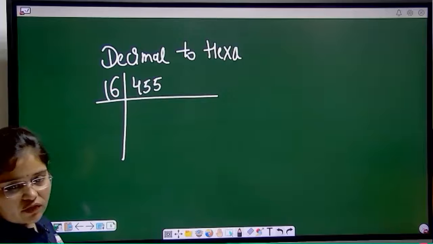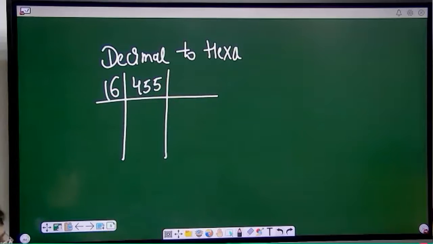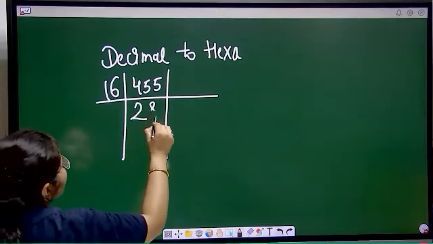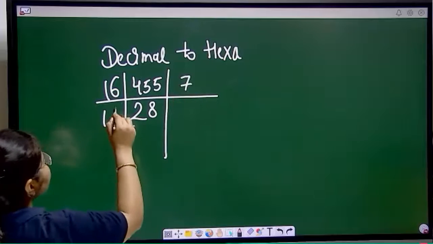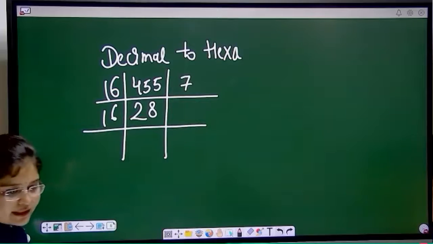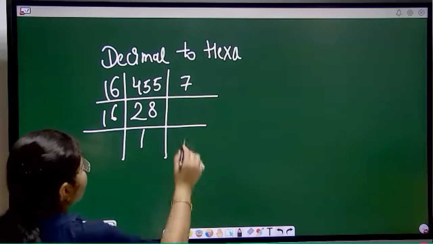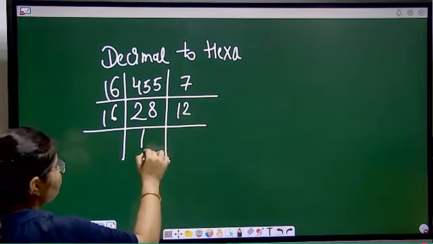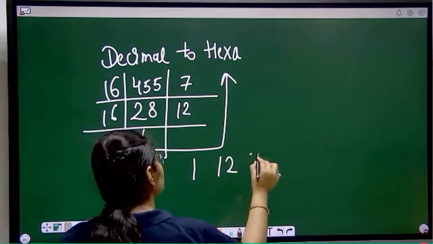In same manner we will do the division. So when you divide 455 by 16, you will get 28 and remainder will be 7 only. Next, 28 divided by 16 gives 1 and remainder will be 12. So you have to write bottom to top: 1, 12.